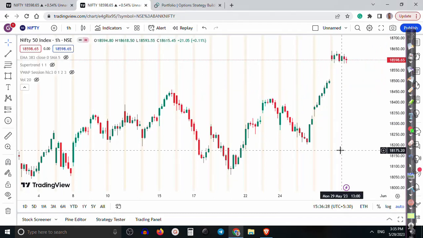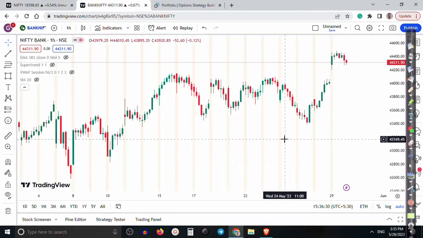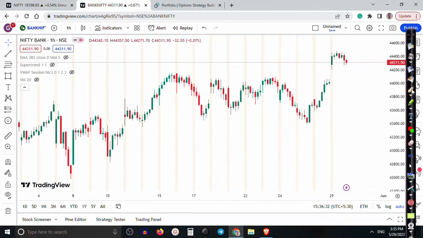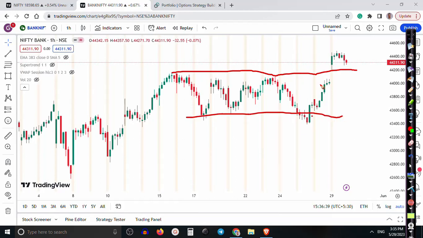So let's take a look at another one, Bank Nifty. In Bank Nifty also, you can see it was running in a range, so that was our range. That was the range, and then finally price broke out and created an all-time high. Again, I'm expecting that price may pull back near this range. This is called breakout of the structure.